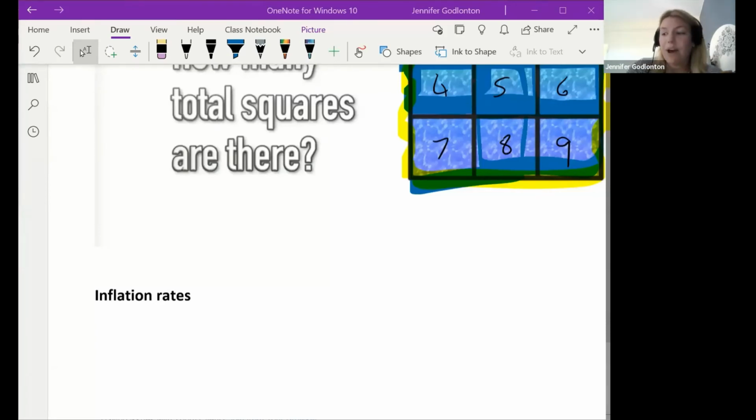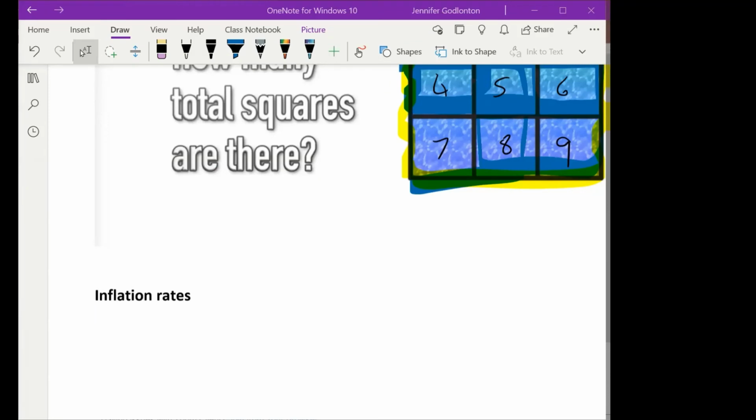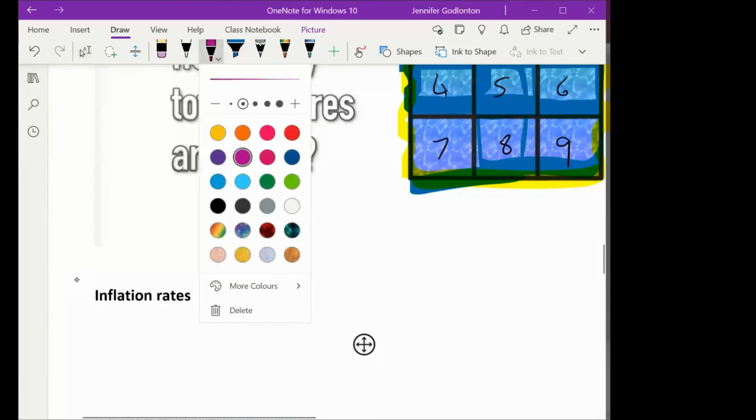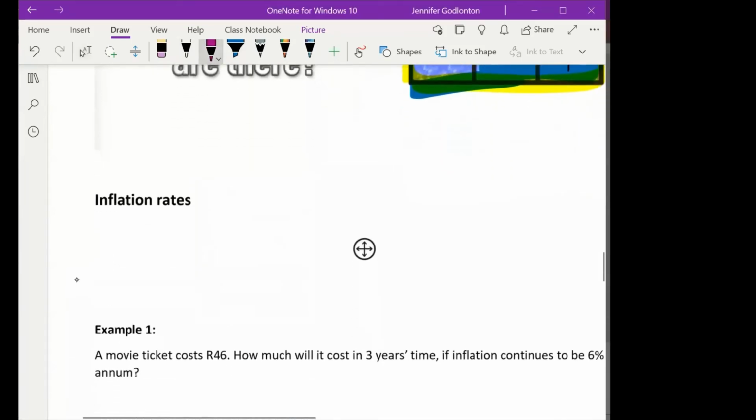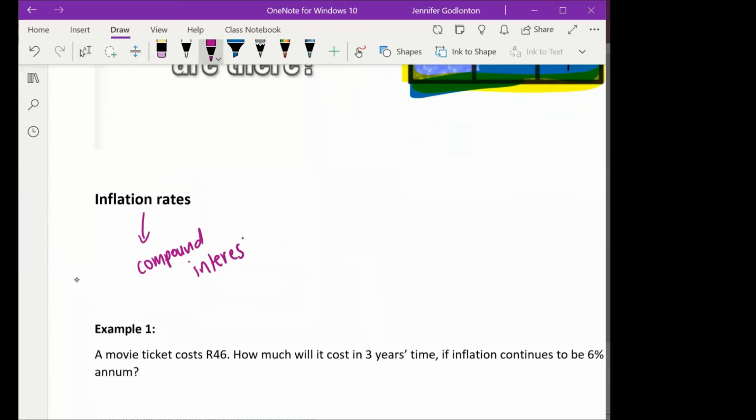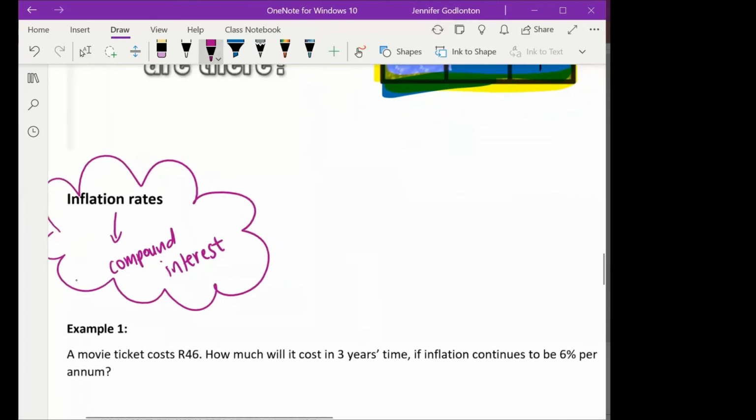Okay. The important thing with inflation, the same way that we have to know that hire purchase is simple interest, we have to know that inflation is compound interest. So that's just something we need to know. Inflation is always going to be compound interest, and it's not something that they have to tell us in the question. It's just something we have to know. Okay, so if we have a question with inflation, we know it's going to be compound interest.